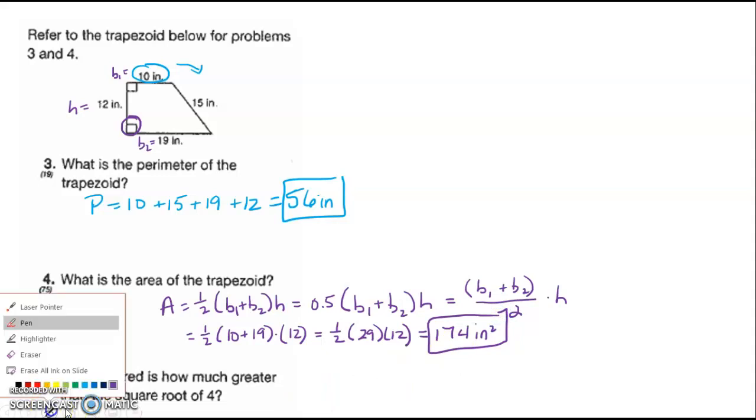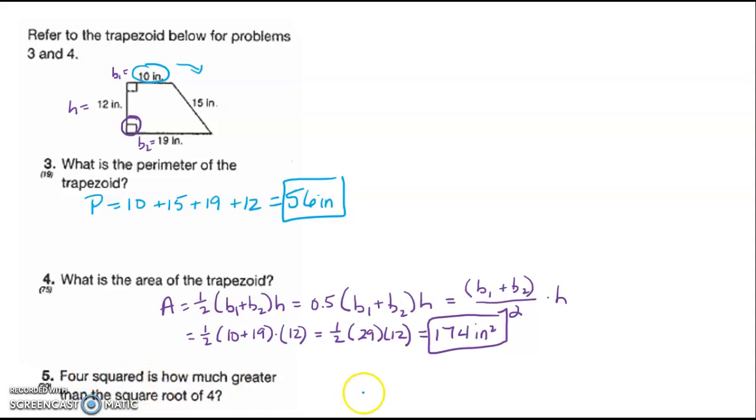Okay, and then let me change colors and do this last one down here. It says 4 squared. So 4 squared, which is 4 times 4, which is 16, is how much greater than the square root of 4? So this is 2. So 16 minus 2 is 14. And that's your answer, because it asks how much greater is it.